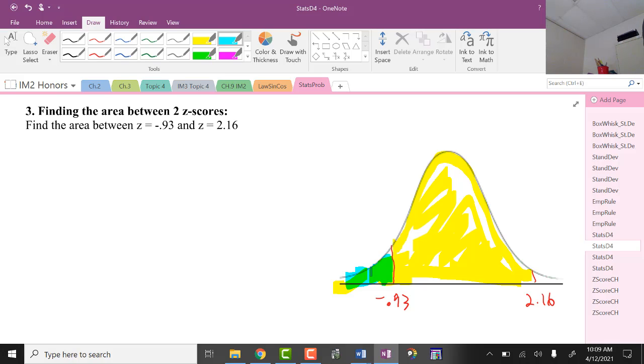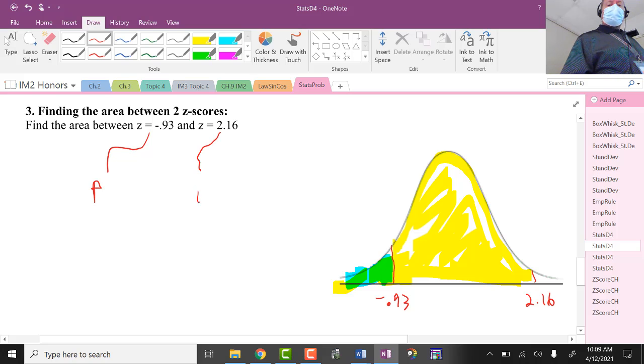So what do I have to do? I have to find this probability, and I have to find this probability. And what do I have to do with those two probabilities? Subtract them. That's how I get the yellow. This is Mickey Mouse stuff. This isn't high complicated math, just looking at this picture. This is why we graph it, so that we make sense out of this.